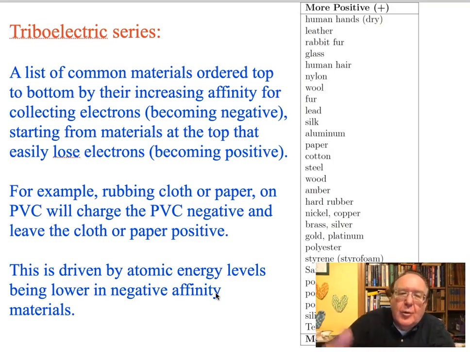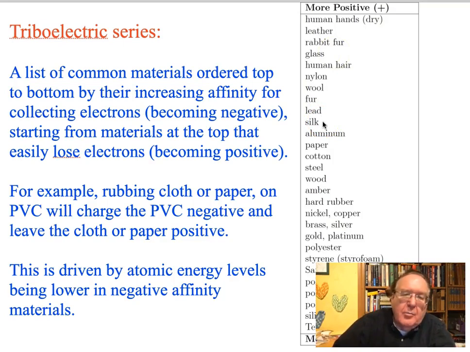And all you need to know is this. If you take any two of these things, for example, glass and silk, both of them are up at the positive half, but in fact the glass will become more positive and the silk will become negative, because that's the order they have in the triboelectric series.